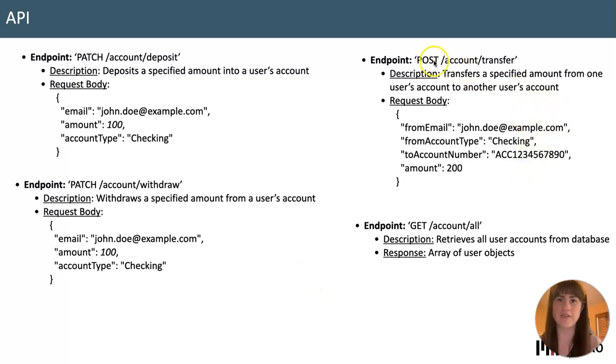Over here we have the post transfer route, which helps a user transfer money to another user using their email and the other user's account number. And last but not least, I have the get route, which retrieves all users from the database and displays them as an array of user objects.